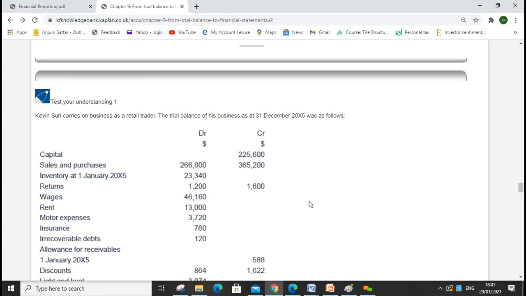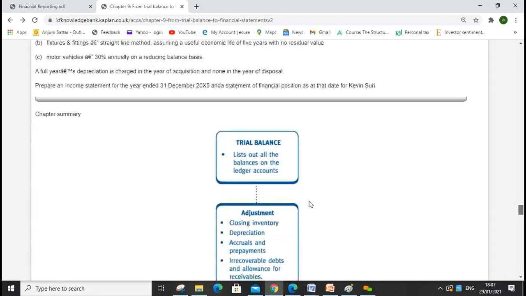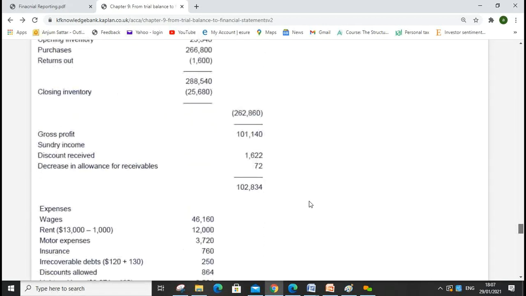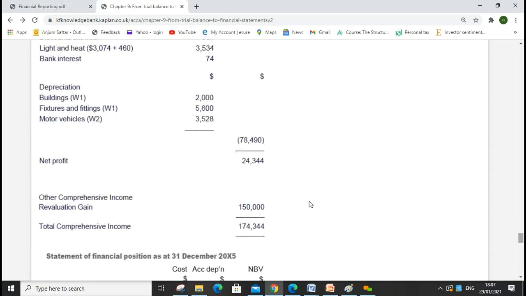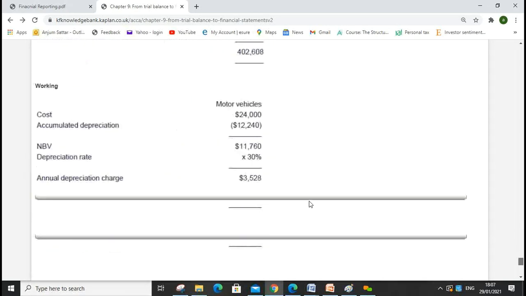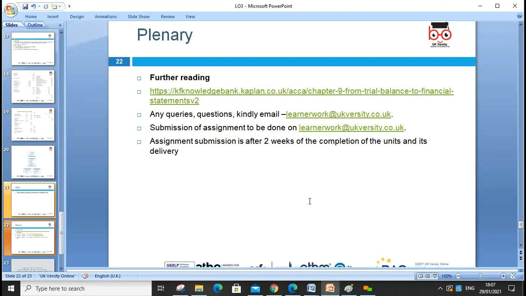So you have a trial balance. And you will see the trial balance. Then we've been given the adjustments. All adjustments being done. Yes. That's your understanding question. And all this has been solved here. Yes. Balance, profit, and all the working given. So that will enhance your understanding. So watch the video and go through the extra questions.